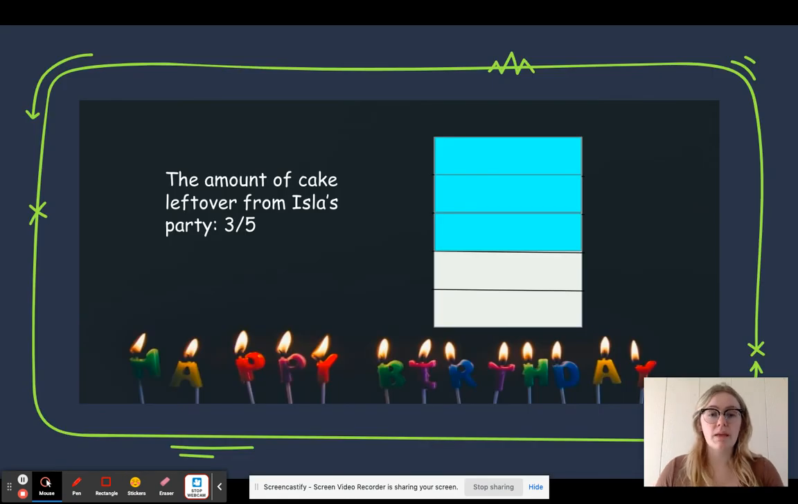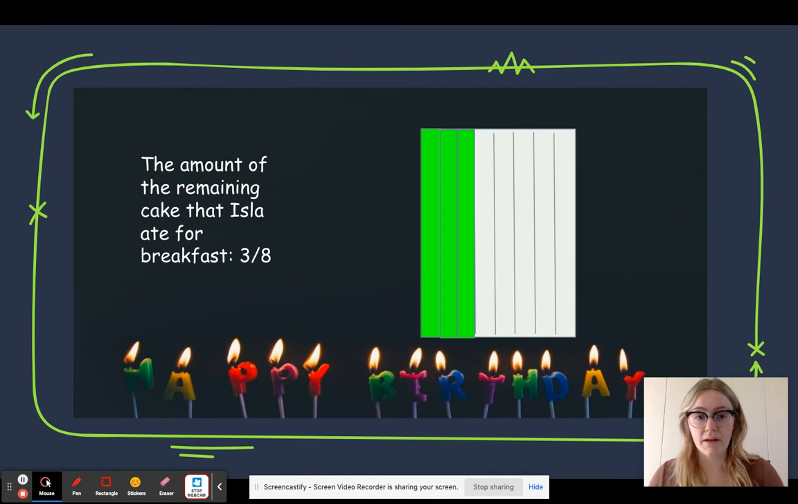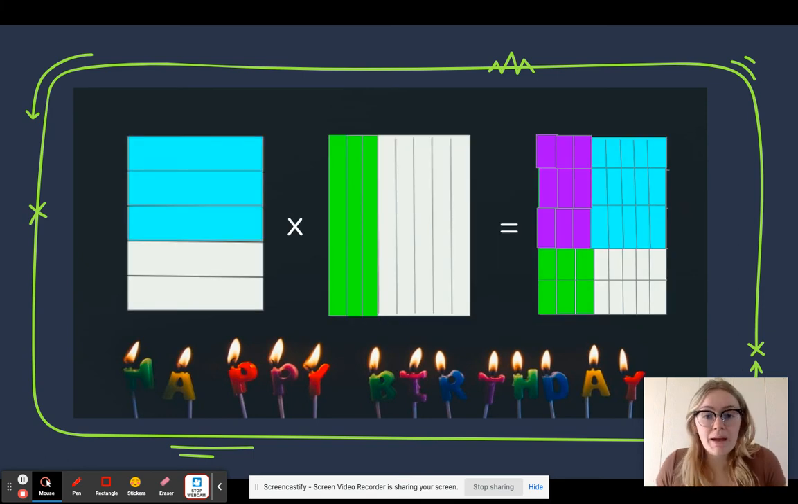The first model represents the amount of cake left over. 3/5. 3 portions are filled in. 3 out of 5. And again, for the amount of remaining cake that Isla ate for breakfast, 3/8, we filled in 3 columns out of the 8. And now we combine. So just like we did before, you add in all the vertical and horizontal lines to create multiple smaller boxes, and we also include the filled in portions. And we have 9 boxes that overlap. So I colored those in purple for you.